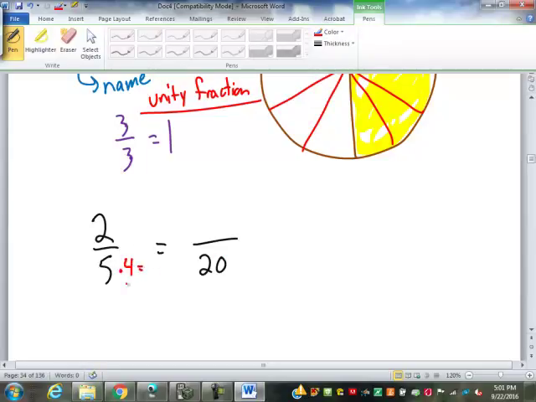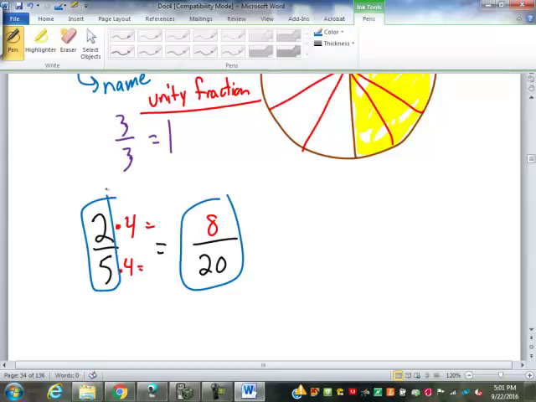That'd be 4. 5 times 4 is 20. What do I have to do to the 2? Multiply with the same thing. 2 times 4 is 8. Again, 8/20ths has exactly the same value as 2/5. It just appears different. It looks different.